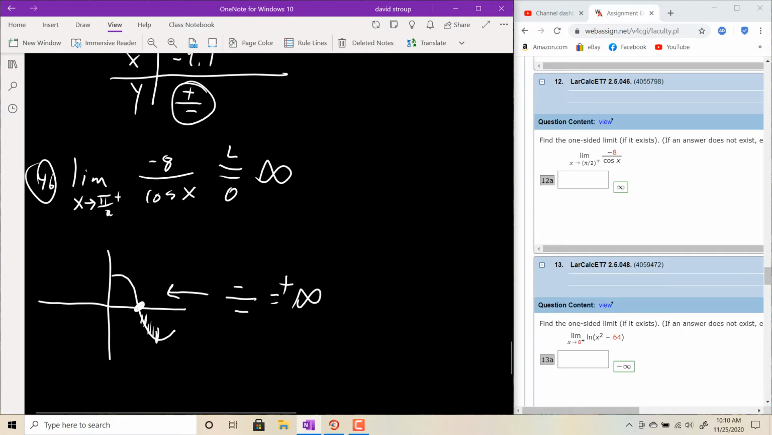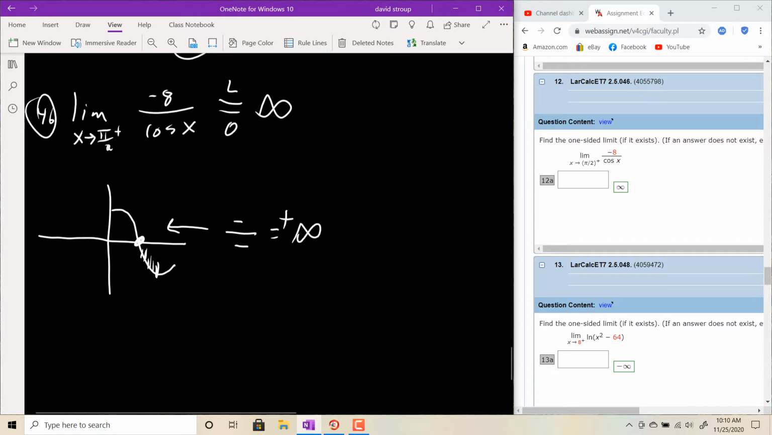Or you could just do a test value in your calculator, something a little above pi over 2, but not too far above pi over 2. So remember, pi over 2 is like 1.5 something, so you want to pick in radians like 2. Cosine of 2.